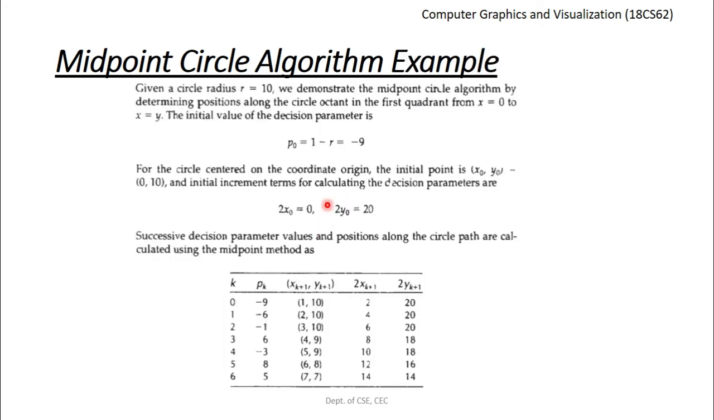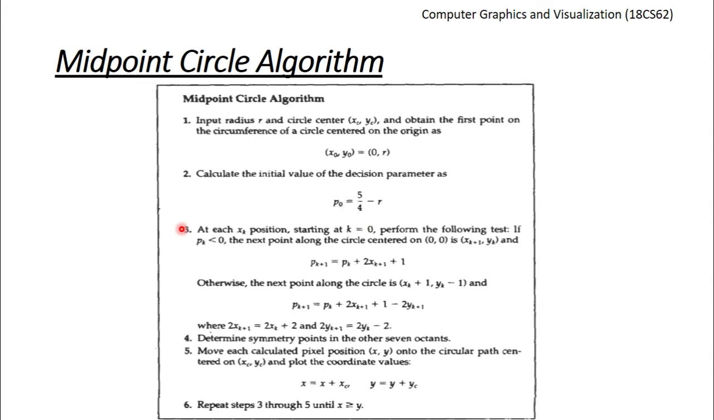Okay. Now let us see what we are doing here. For the circle centered on the coordinate origin, the initial point is x naught comma y naught, that is 0 comma 10, and the initial increments for calculating the decision parameters are, we multiply 2 into x naught, that will give us 0, and 2 into y naught, that is 2 into 10, that is going to give us the value of 20. Now we need to compute the successive decision parameter values and the position along the circular path. So we need to follow step number 3 repeatedly.